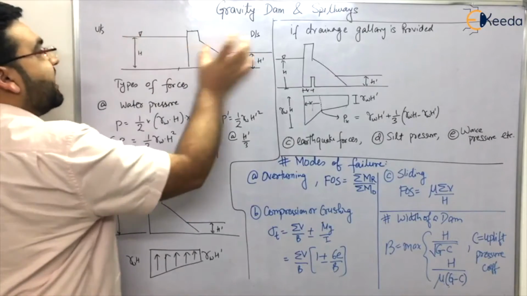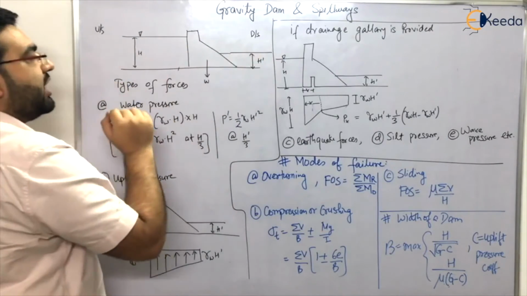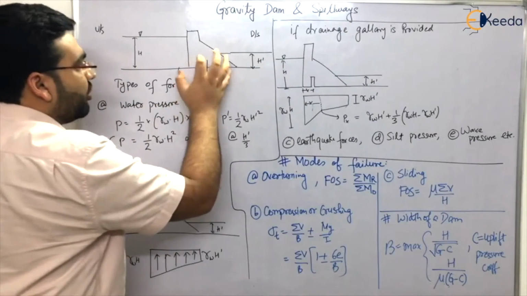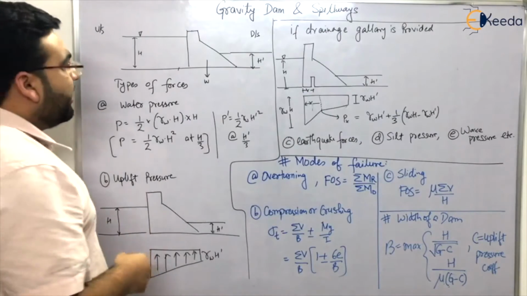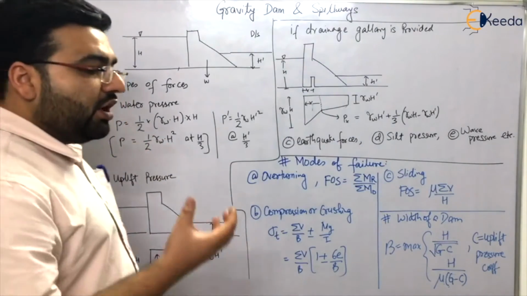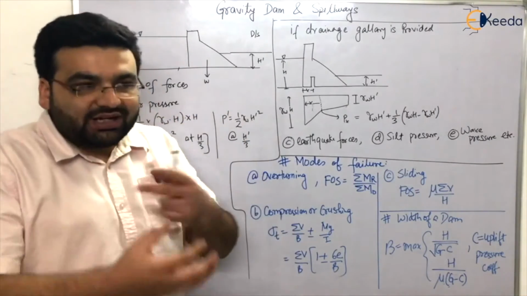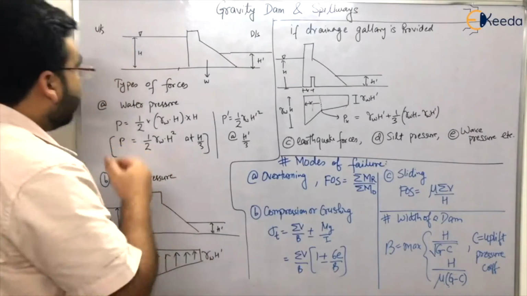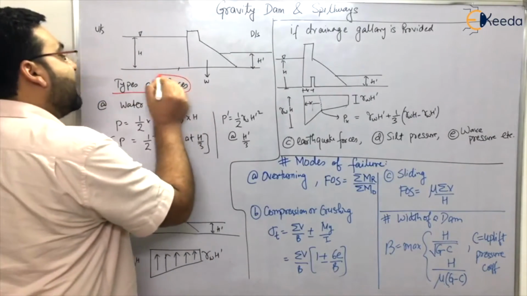This is the upstream side, this is the downstream side. This is the upstream water level, this is the downstream water level. We have a heel, we have a toe, and we have a crest also. We don't have to go into detail on that, because in the GATE examination we don't have to do the design. But we must know the aspects of designing, that is, what should be taken into consideration while designing a gravity dam.